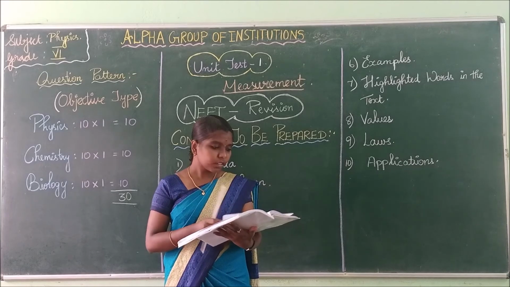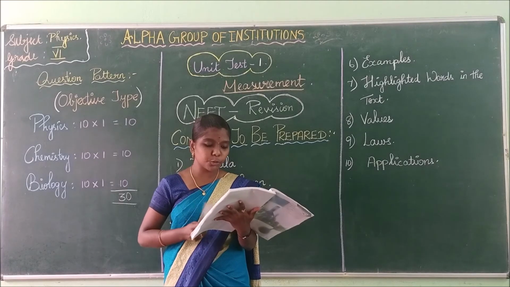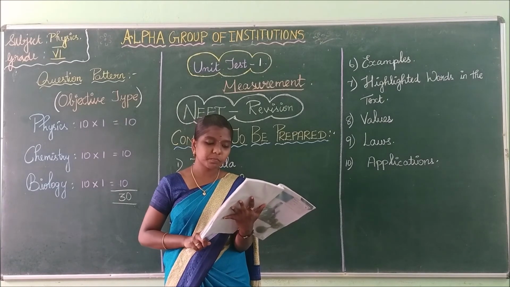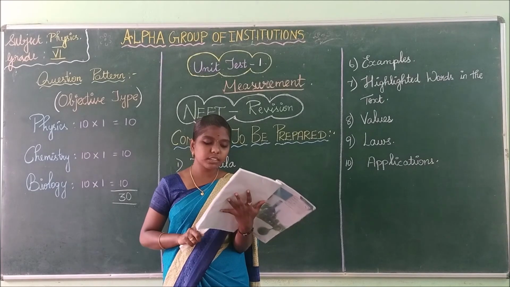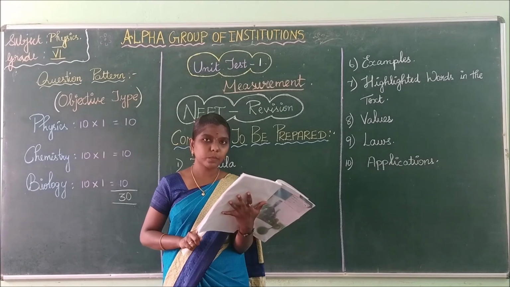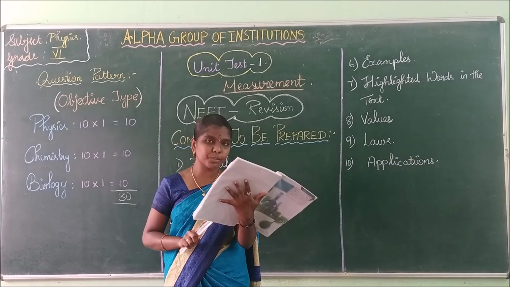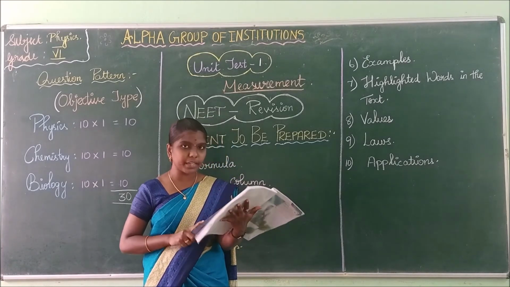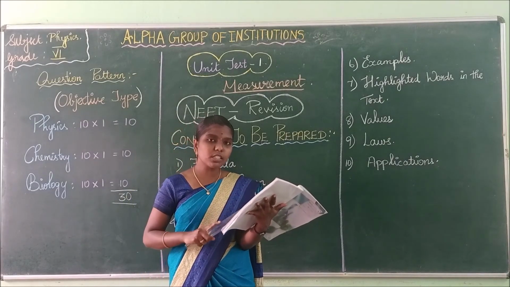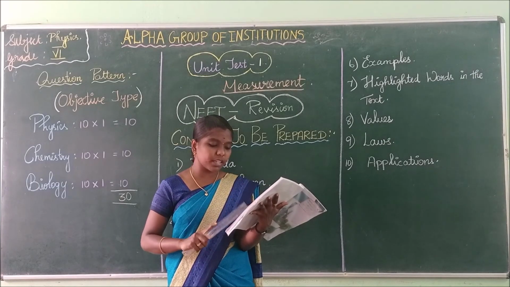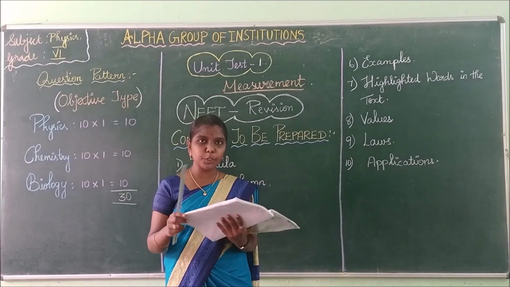Next, take page number 22, measurement of time. The interval between two instances or events is called time. Underline the word time. Next, unit of time. Second is the standard unit of time. Underline the word second. Next, units of time: seconds, minutes, hours, days, weeks, months, etc. That is given here, right? You have to read this fully.